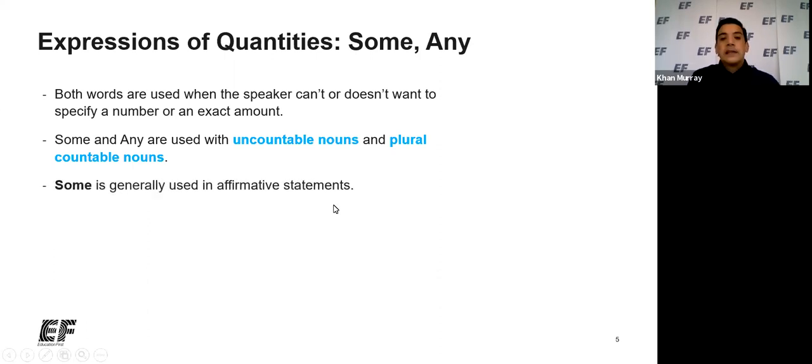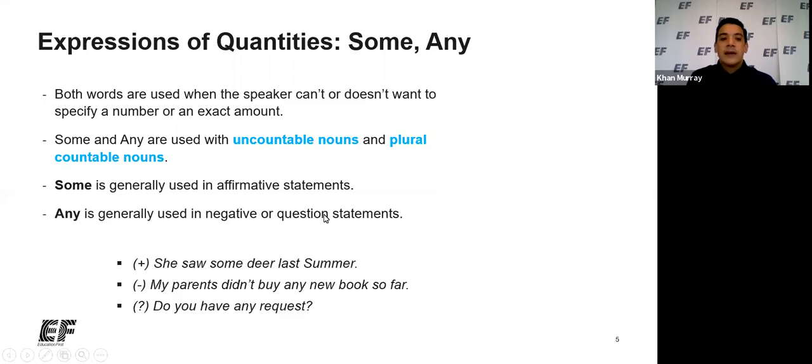So some is generally used in affirmative statements. That means positive sentences. Okay, so when we're talking about positive things, generally we use some. I'll give you some examples in a minute. And the next one is any. Okay, any is generally used in negative or question statements. So here are my examples. A positive statement: she saw some deer last summer.